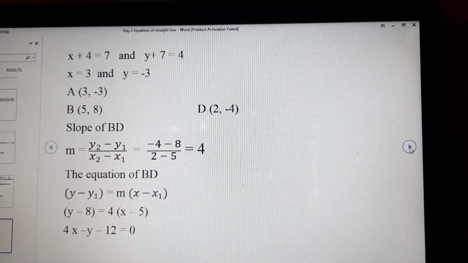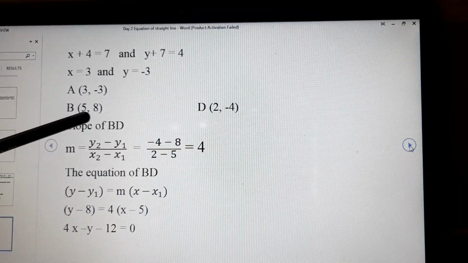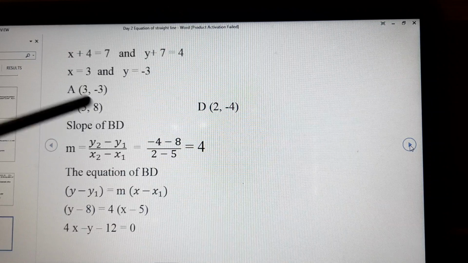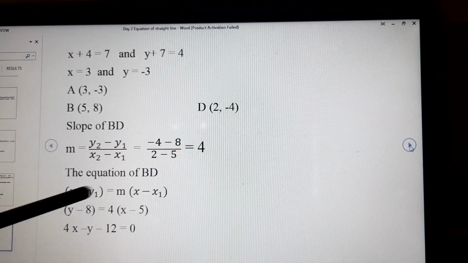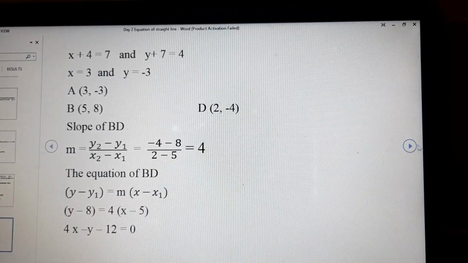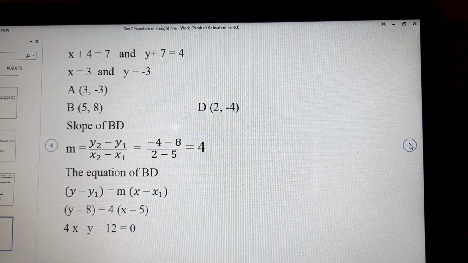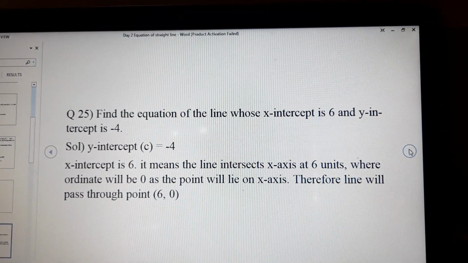Equation of line segment BD: its slope is 4 and it passes through point B (x1, y1), where x1 is 5 and y1 is 8. Clear? We'll substitute in this equation as we did in the previous question and we'll solve it. We'll get 4x minus y minus 12 is equal to 0. Clear? Moving on to the next question.